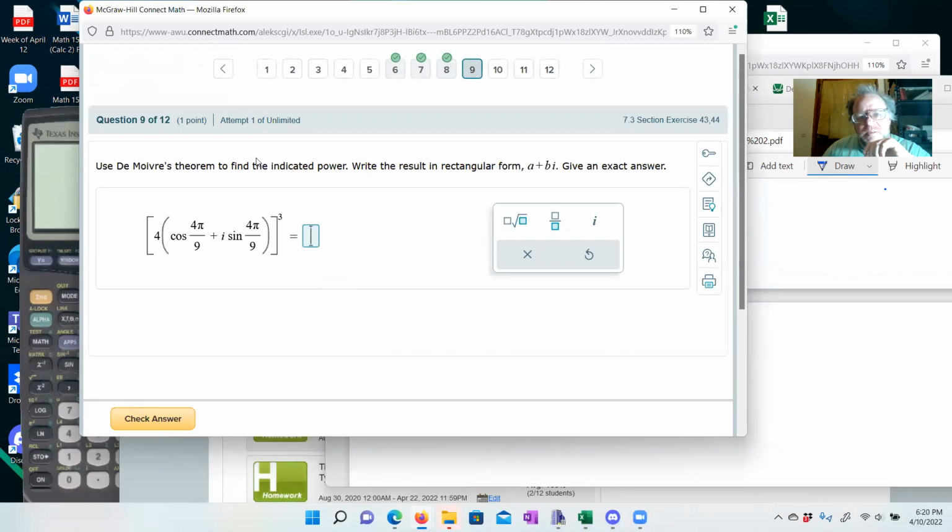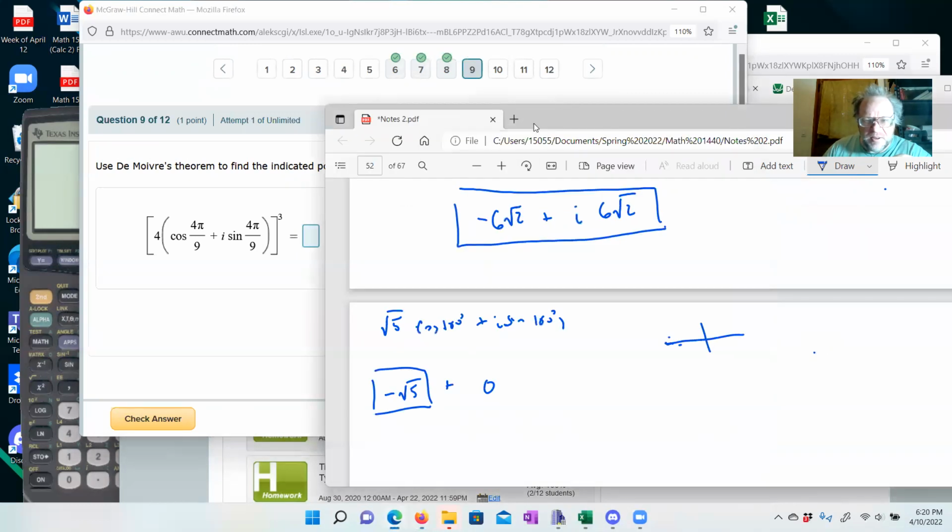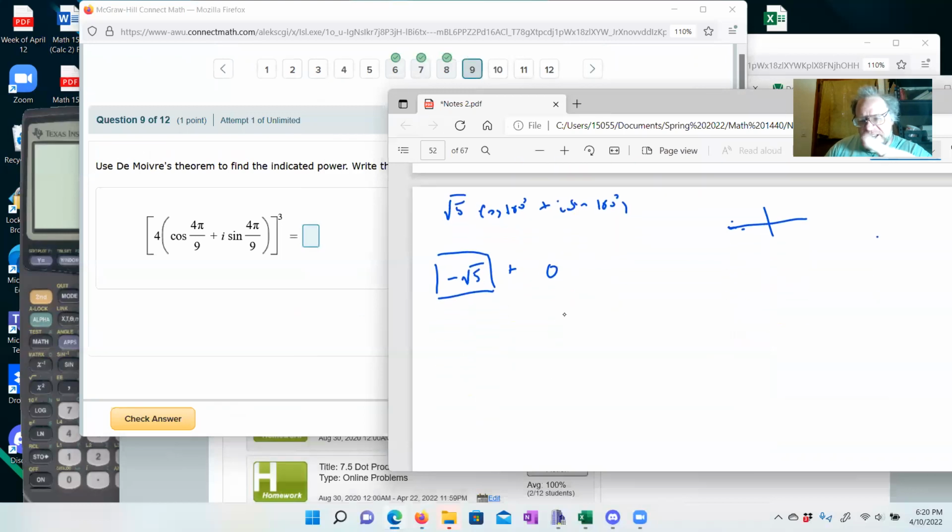Use de Moivre's theorem. I always love this one. To find the indicated power, write the rectangular form of it, and then we'll be done. Okay, so de Moivre's theorem, and if you're in my class, you're going to be provided that. De Moivre's theorem is r to the n, cosine of n theta plus i sine of n theta, from what z to the n is.